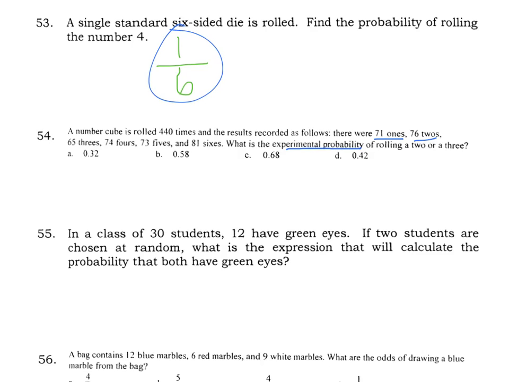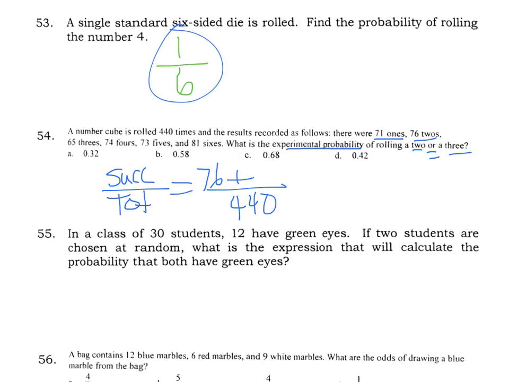Well, probability is always successes over total outcomes. So the total is real obvious. There's 440 outcomes, and the question is, how many of those were successes? And success is a 2 or a 3. Remember, OR is code word for add in probability. There were 76 2s, and over here we can see 65 3s. So we have the successes on top, the total outcomes on the bottom.